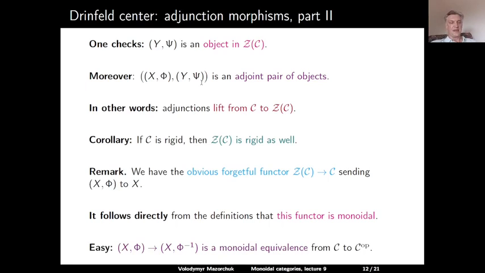It's a very easy exercise to see that sending (x, φ) to (x, φ inverse) is a monoidal equivalence from the monoidal category C to the opposite monoidal category C^op.